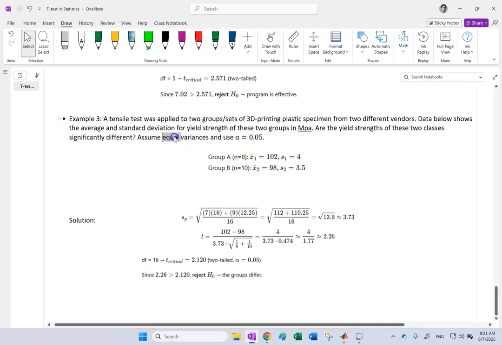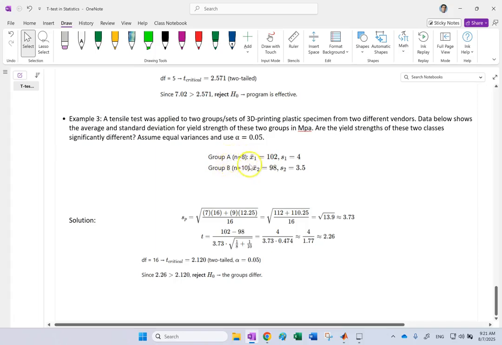I assume equal variance and I use alpha of 0.05 in here. Okay, so group A, they have 8 data points. Their average is 102. Their standard deviation is 4. Group B, I have 10 specimens. I have 98 on average, and I have 3.5.